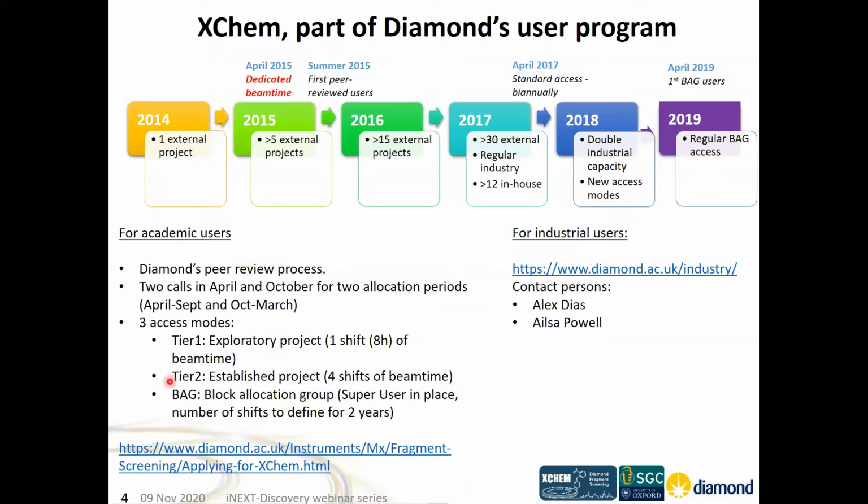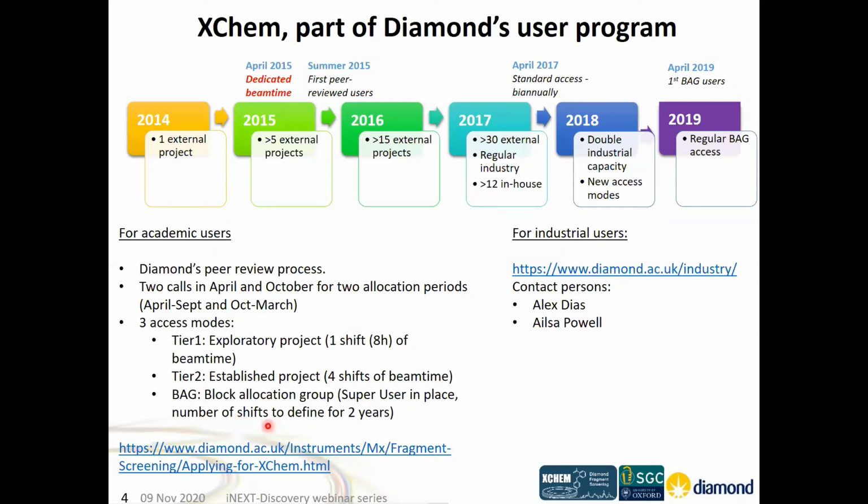And then the tier 2 access mode, those are for the established projects. So basically, you already know that this target is interesting, you already have the medchem lineup, the biophysics lineup, and you want really to do the full screen. So for that, we give you 4 shifts of beam time, and that should be enough to cover all the needs. Then recently, as I said, we started the block allocation group, which is similar to the BAG for the MX beam time. You get a number of shifts defined for 2 years.